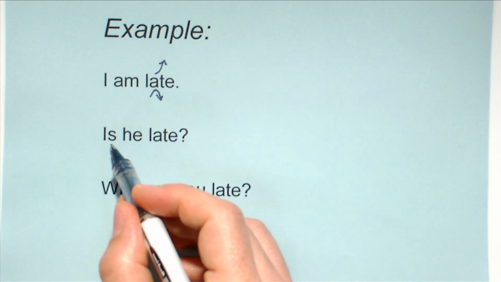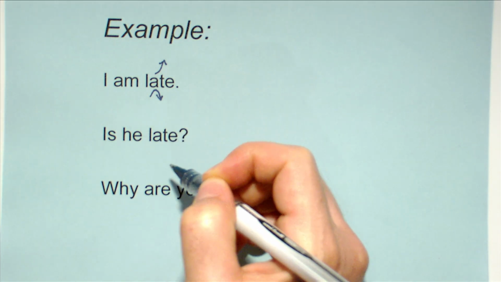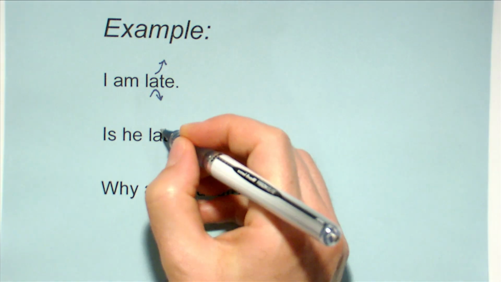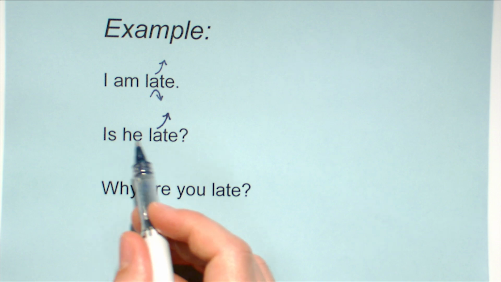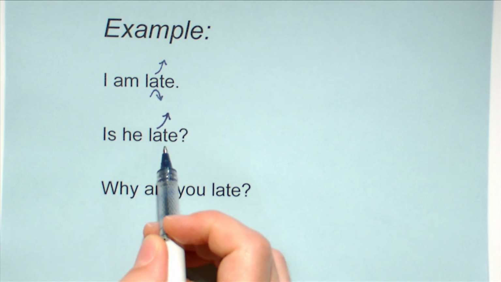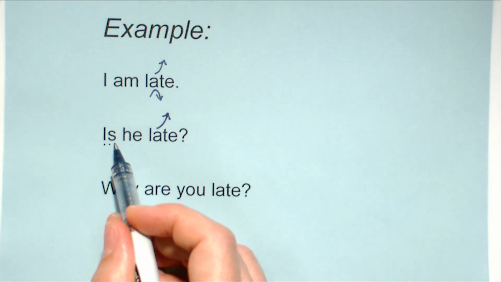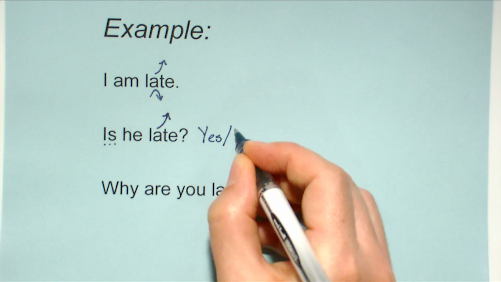Okay, what about this one? Is he late? Is that going down or going up? Listen to it again. Is he late? Yeah, that would be going up. And that's very normal for this type of question. What type of question is this? Do you know the types of questions in English? This one starts with an is, so this is what is called a yes-no question.